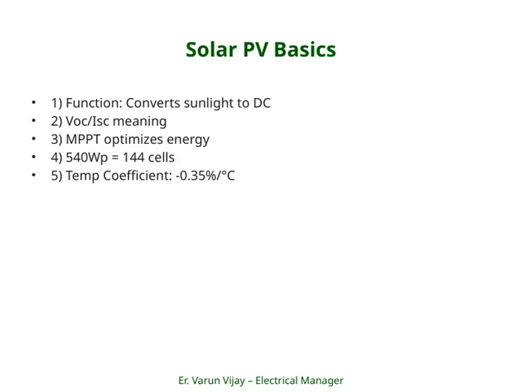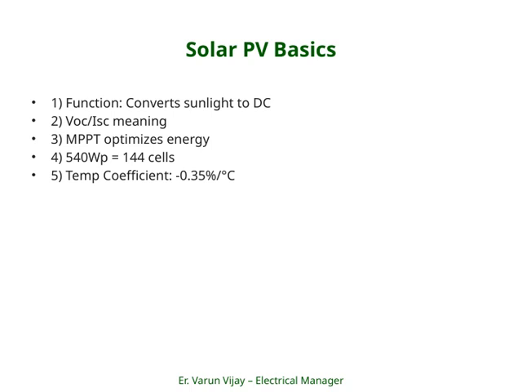Let's take a closer look at the basics of solar PV technology. First, the primary function of a solar panel is to convert sunlight directly into direct current or DC electricity. This is the fundamental process that powers solar energy systems. Next, you'll see the terms VOC and ISC. VOC stands for open circuit voltage, which is the maximum voltage the panel can produce when no load is connected. ISC, on the other hand, is the short circuit current, representing the maximum current the panel can generate when the output is shorted. Understanding these helps us gauge the panel's performance under different conditions.